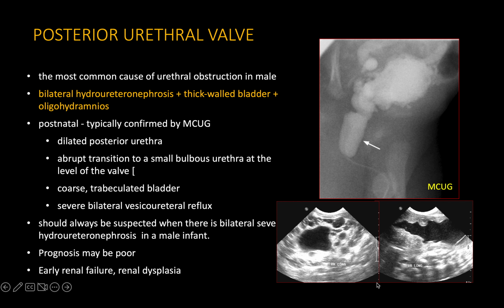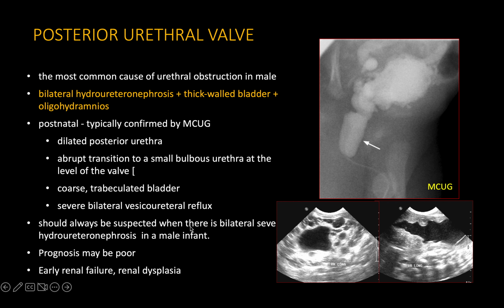It is the most common cause of urethral obstruction in males: bilateral hydronephrosis, hydroureter, and thick wall bladder plus oligohydramnios. So it's equivalent to PUV. Postnatally, we always confirm that with MCUG. We can see that the bladder is very trabeculated, and there is a sudden truncation of the dilated posterior urethra compared to the anterior urethra.